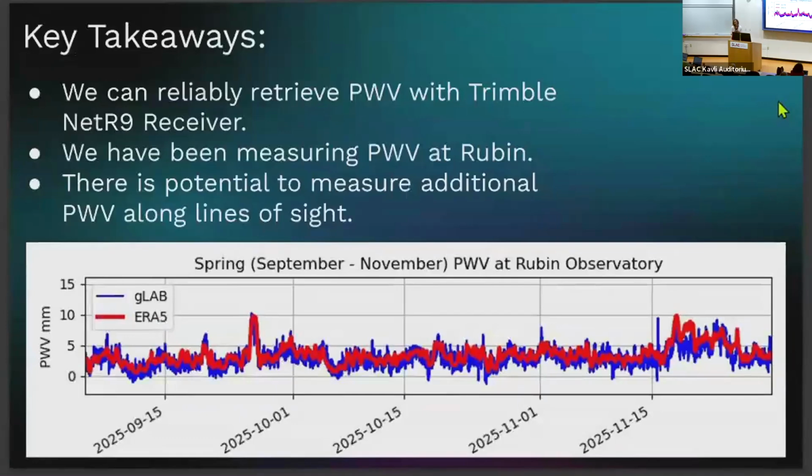So our key takeaways are just that we feel that we can reliably retrieve precipitable water vapor with our receiver. We've been doing this at Rubin, and we think there's potential to measure additional water vapor along lines of sight.